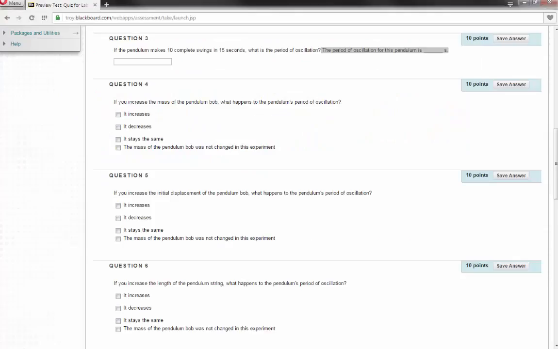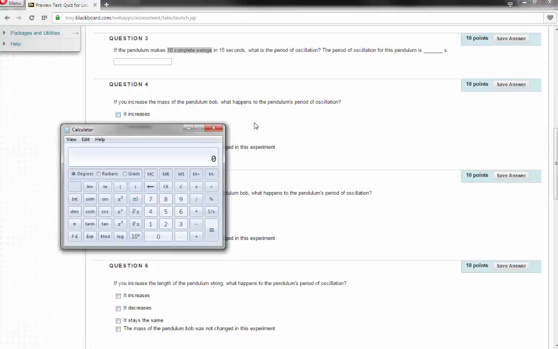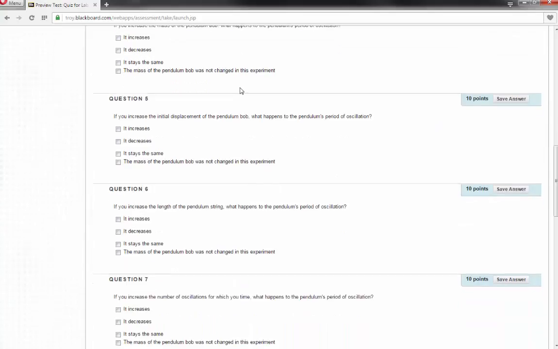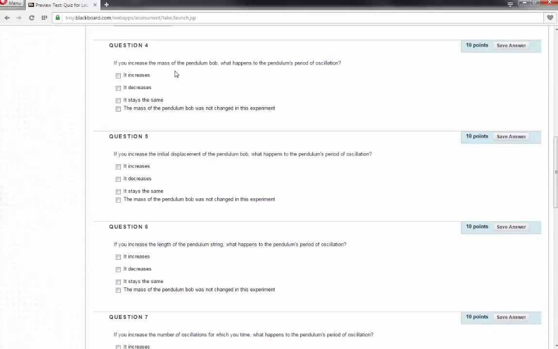So let's see what it says on this thing. It says you have 10 complete swings in 15 seconds. So we need to divide this time, 15 seconds, by this number of swings, 10. So you can easily divide anything by 10. Basically, that means move the decimal place over by 1. So in this case, it's 15 seconds over 10. That's 1.5 seconds. So you'd put in a 1.5 here. Okay, now question number 4.